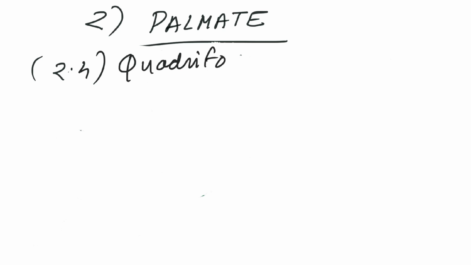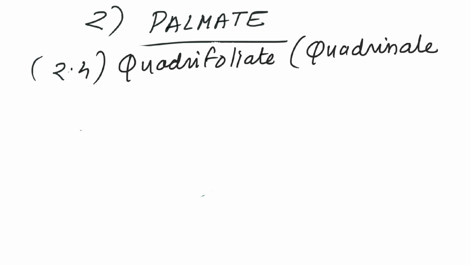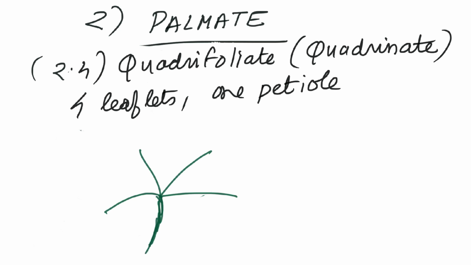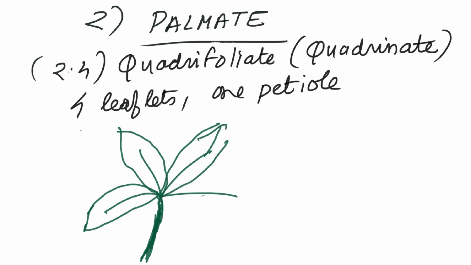Unifoliate, bifoliate, trifoliate. Obviously, the next case will be dealing with four leaflets, that is quadrifoliate, also called quadrinate, quadri denoting four. So naturally, once again, one petiole, four leaflets. The example is quite easy to remember because the characteristic feature is coming in the botanical name, that is, Paris cordifolia. Another example is Marsilea.